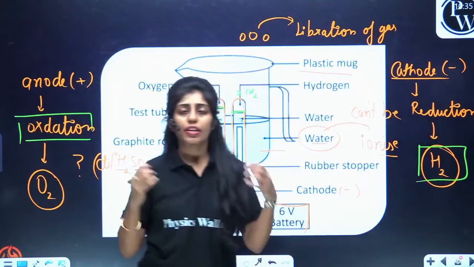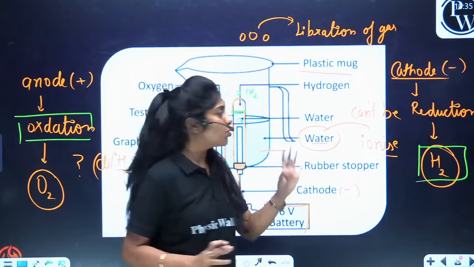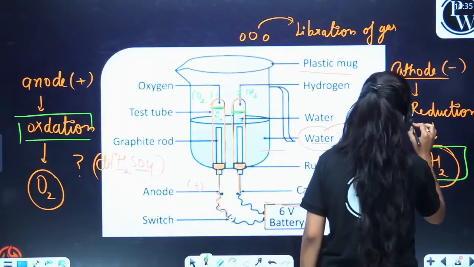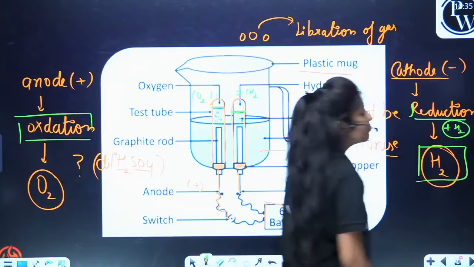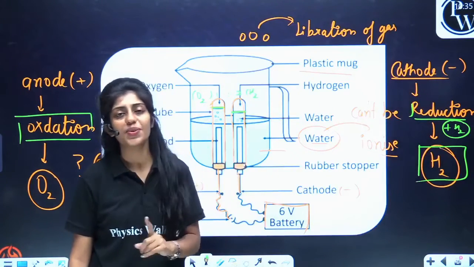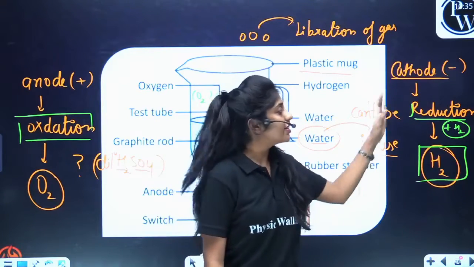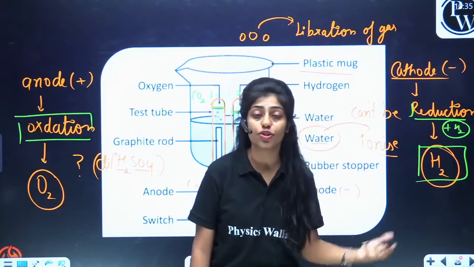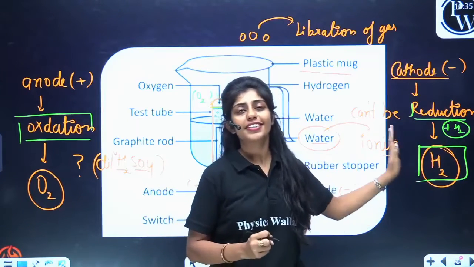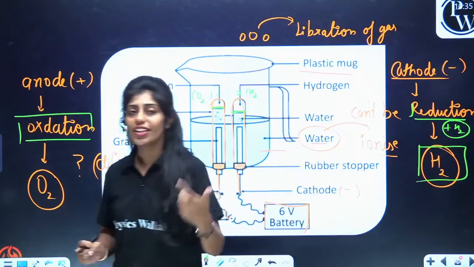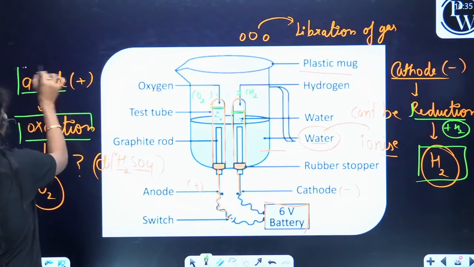How can we recall this for a longer time? Sometimes students are very much confused. So let me tell you, my dear students, reduction is addition of hydrogen. Yes or no? You just need to understand that at the cathode reduction is taking place. Reduction means addition of hydrogen. So there will be more collection of hydrogen at this electrode. While on the other hand, you can also memorize this for the anode.